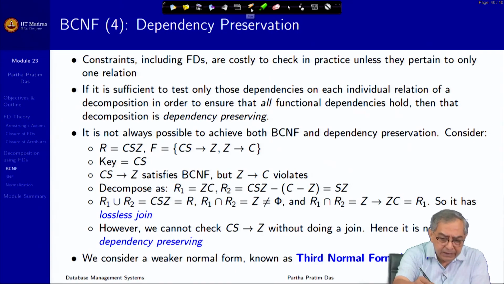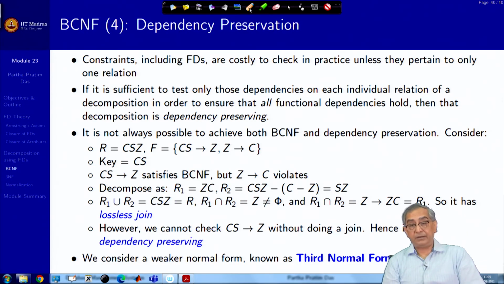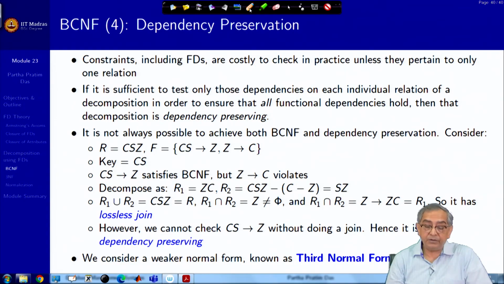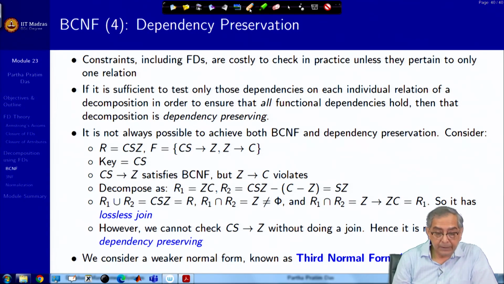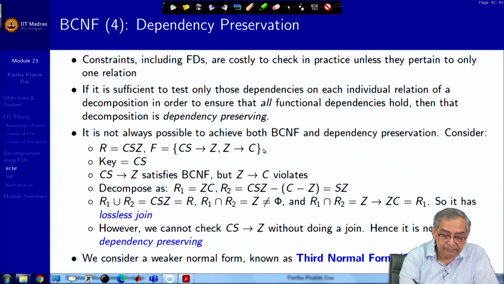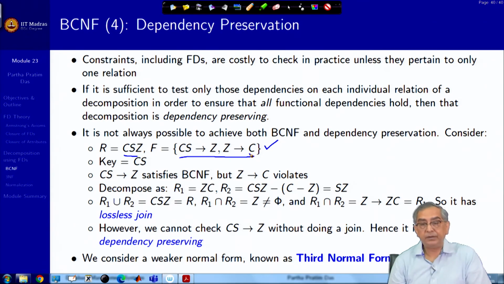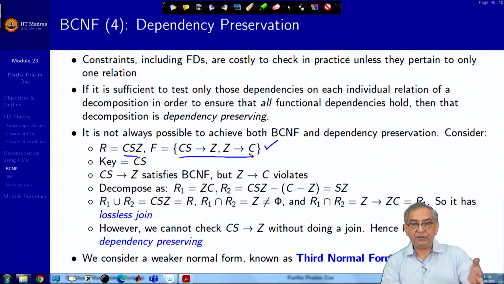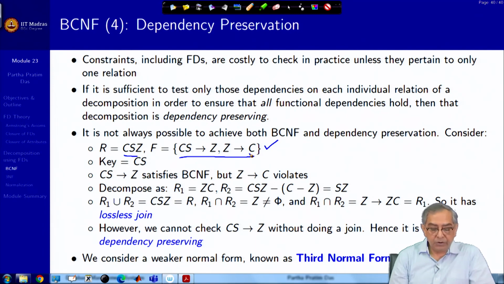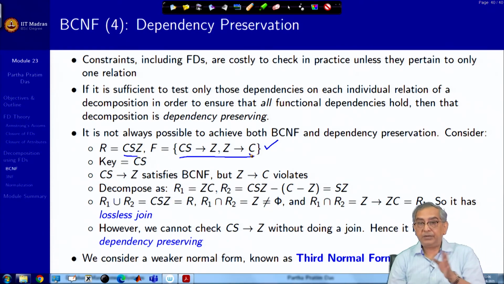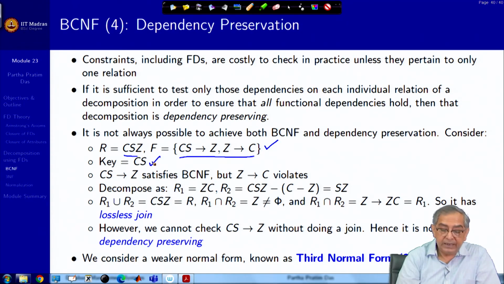So, let us see, does BCNF give us that? It gives us the lossless join, information preserving. So, does it preserve the dependencies? Let us take an example. We have 3 attributes, CSZ, which actually means city, street, zip code, what we call pin code. So, CS determines Z, city and street determines the zip code, and zip code determines the city. These are the functional dependencies. Obviously, CS is the key.